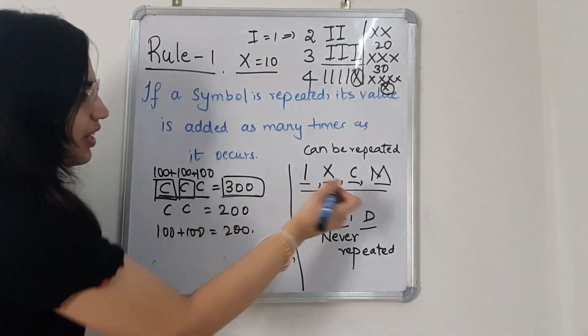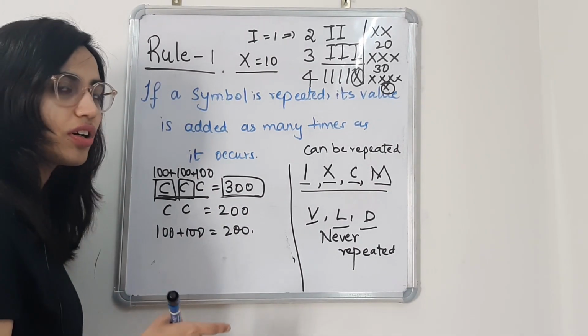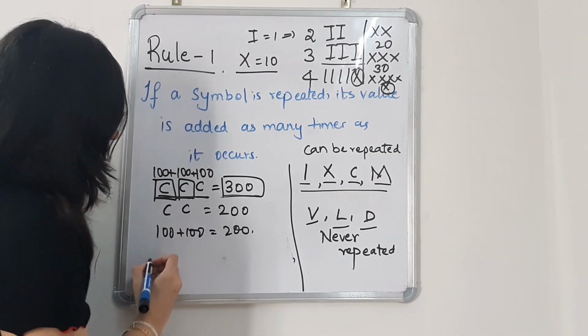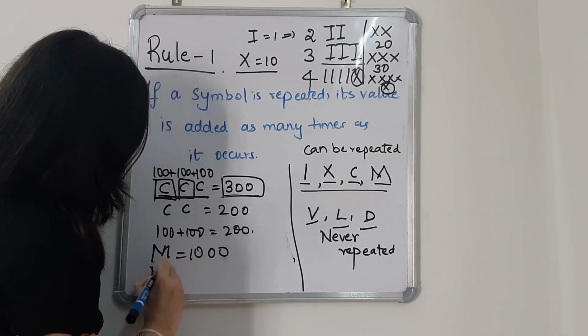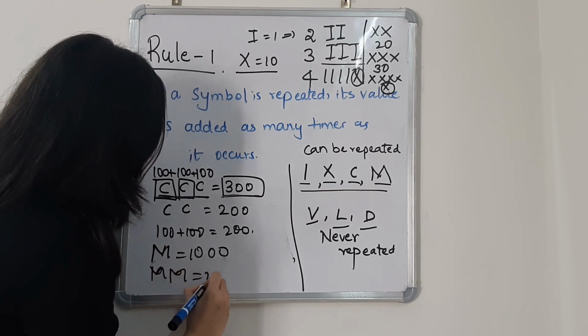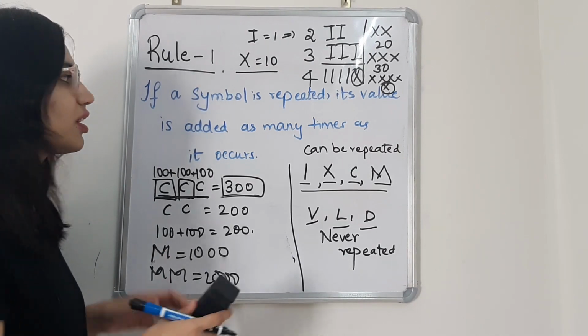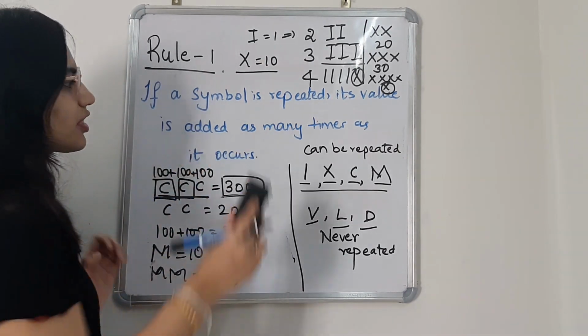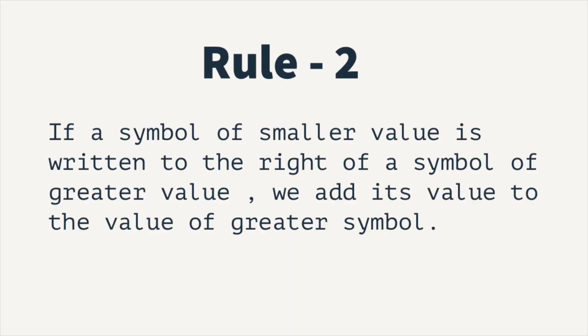And in the same way, M also can be repeated, but remember only thrice and not more than thrice. So M is 1000, MM is 2000, and in the same way, MMM is 3000. So this is the first rule of Roman numbers. Now let's see the next rule. This is rule 2.